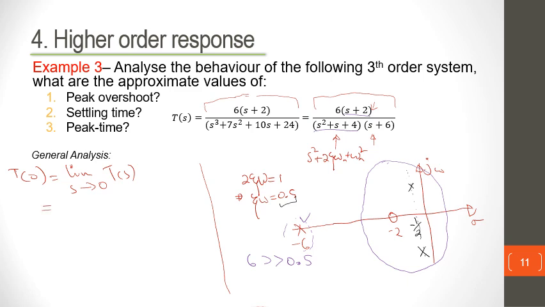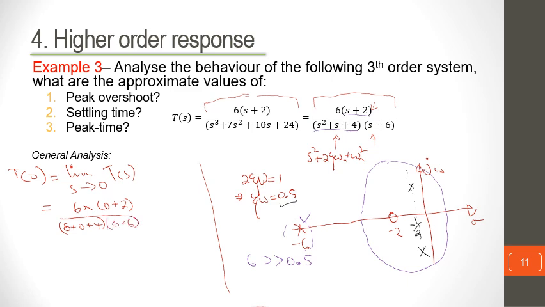This is the same as saying having 6 times 0 plus 2 divided by 0 plus 0 plus 4 times 0 plus 6.